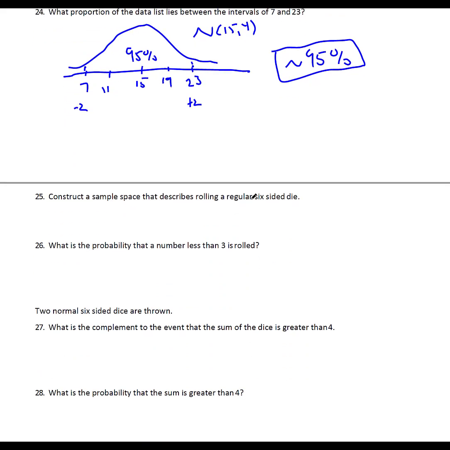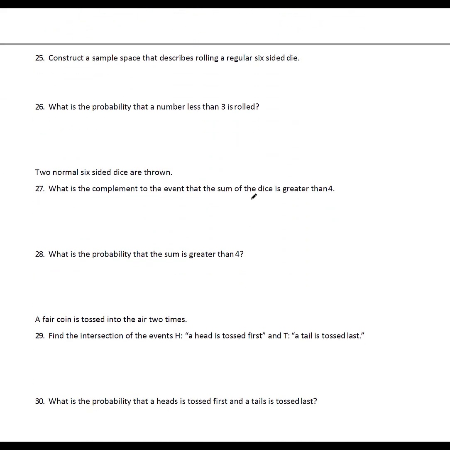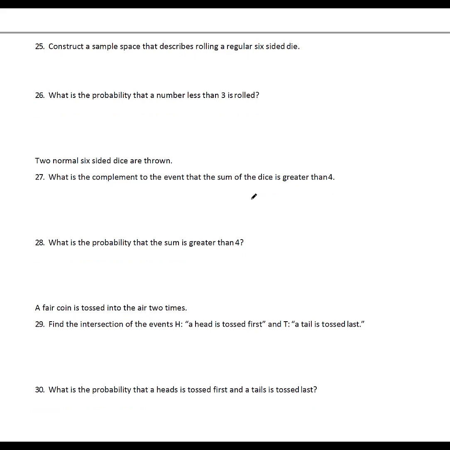So number 25 then is to construct a sample space that describes rolling a regular 6-sided die. A sample space, in other words, is saying what data you would get if you rolled a 6-sided die. And all we're really looking at getting is the values on that die, right? So 1, 2, 3, you could roll and get a 4, a 5, or a 6. That's all it's asking for. In other words, what data can you get from a 6-sided die? You can get any one of those values from just rolling it once, okay?